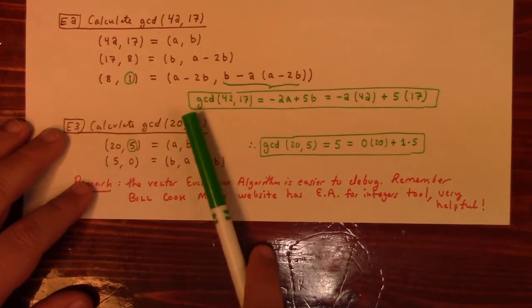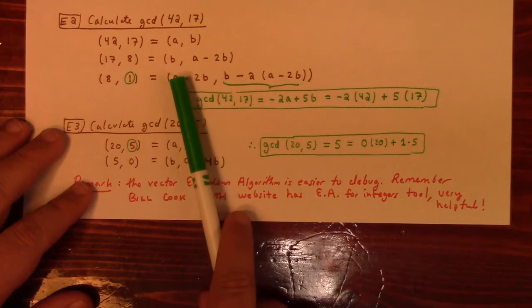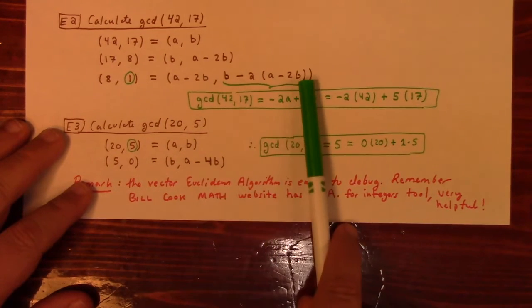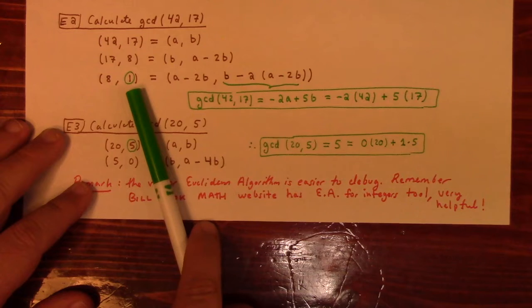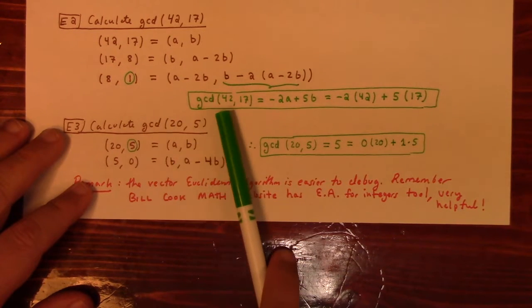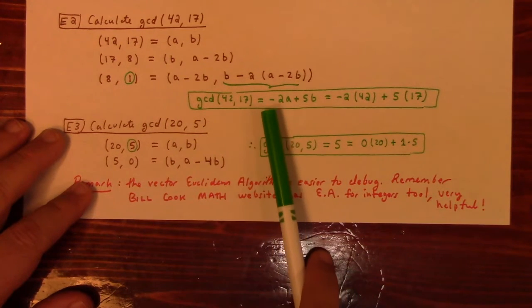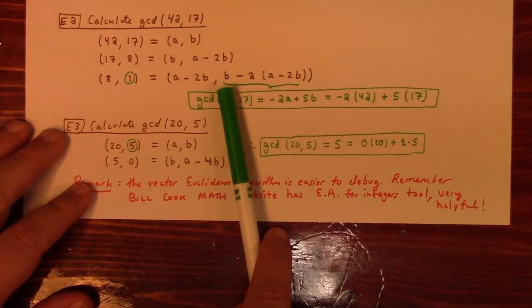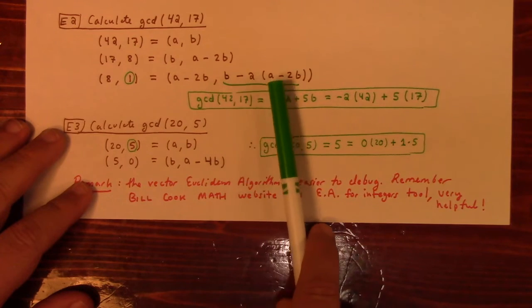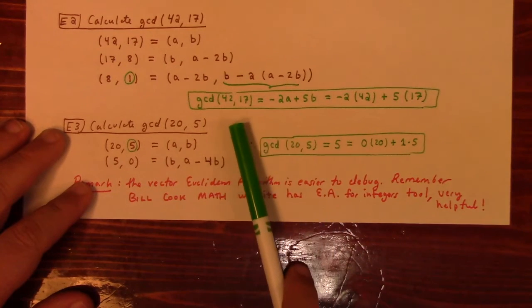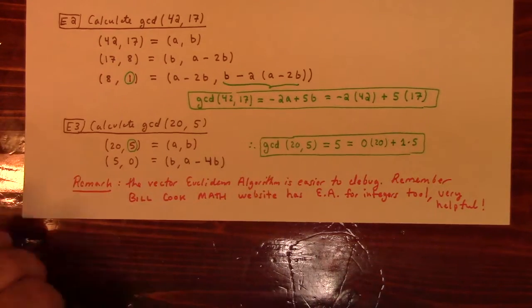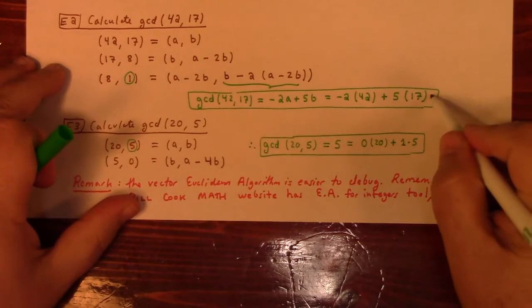I bring the 8 down, right? And then I do B minus twice what was up above, all right? And that's the last non-zero remainder, so that's the GCD. GCD of 42 and 17 is minus 2A plus 5B. The 5 is coming from 1 plus minus 2 times minus 2, which is 1 plus 4, which is 5. And here it is, minus 2 times 42 plus 5 times 17 is equal to 1, right?